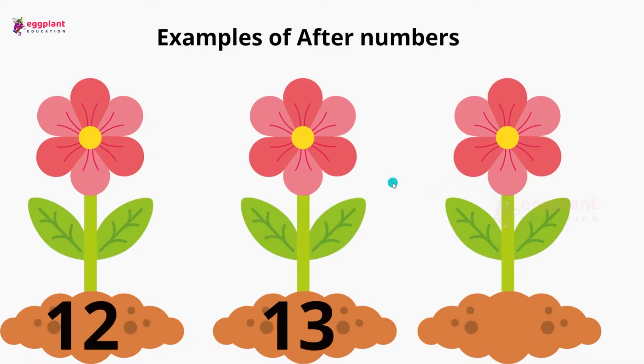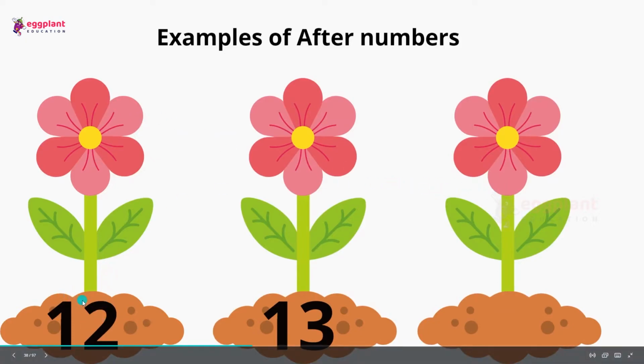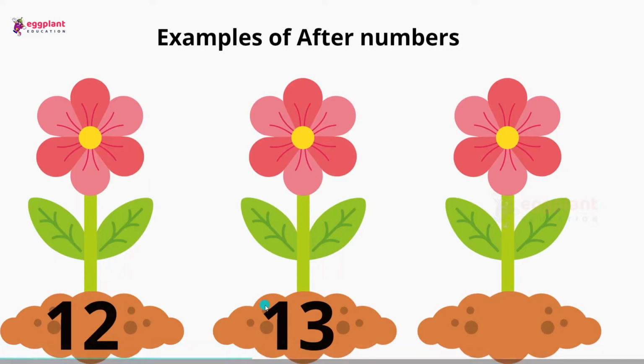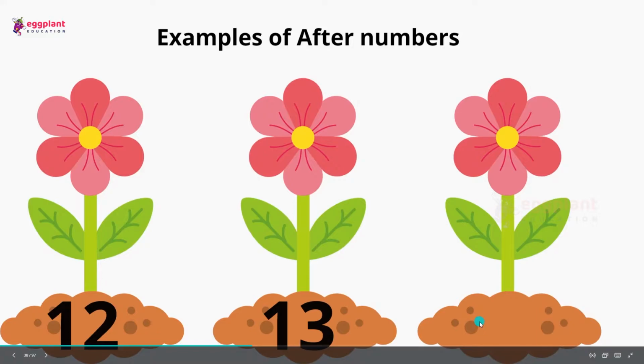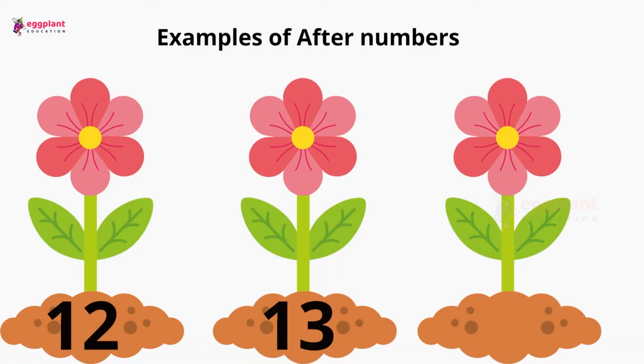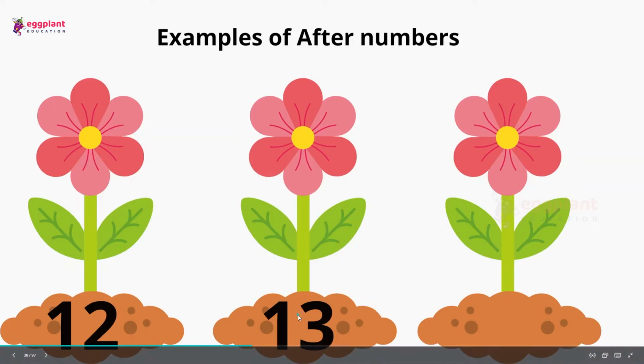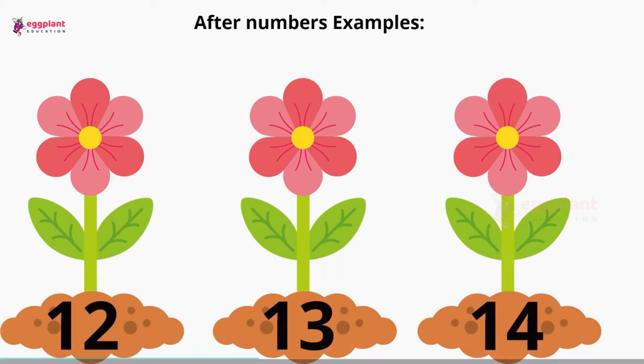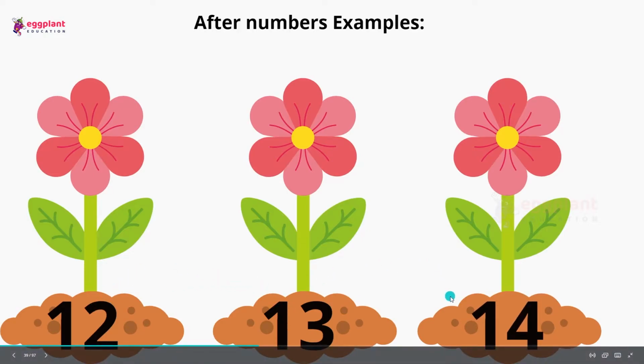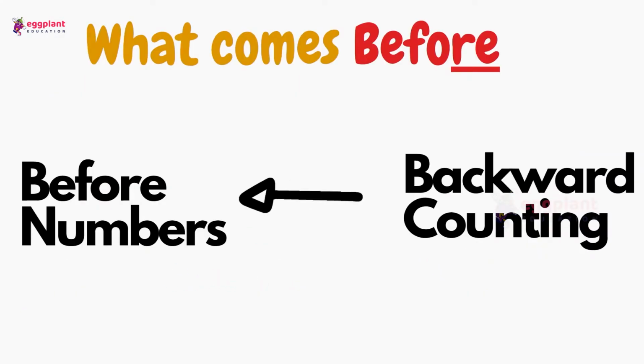Now, some more examples. Very nice flowers. So, here is the number 12, 13. What comes after 13? I told you already, the after number is always one number greater than the previous number, that is, the given number here. The given number is 13. So what comes next? It's 14. Correct. 12, 13, 14.